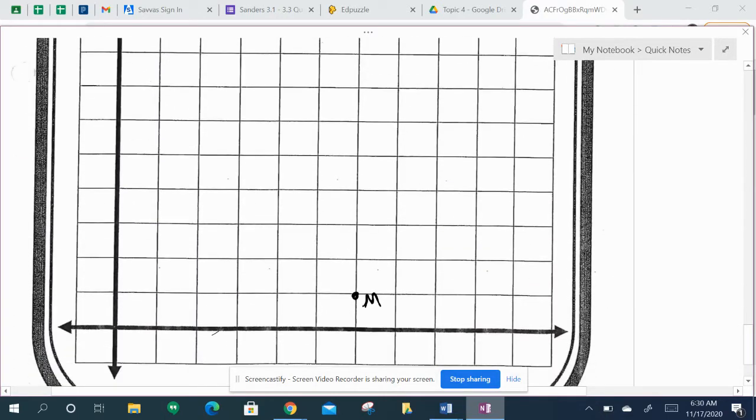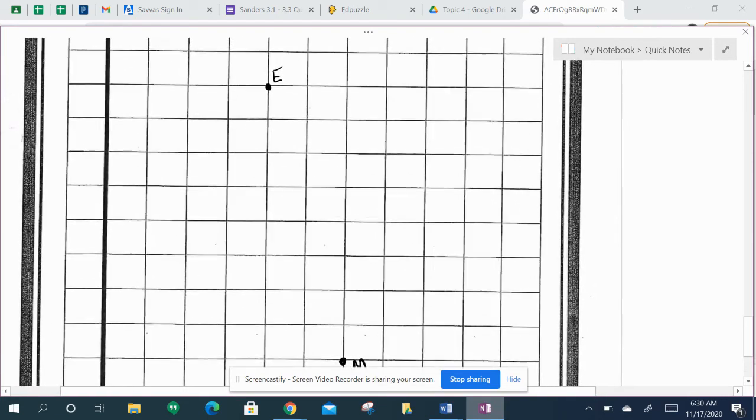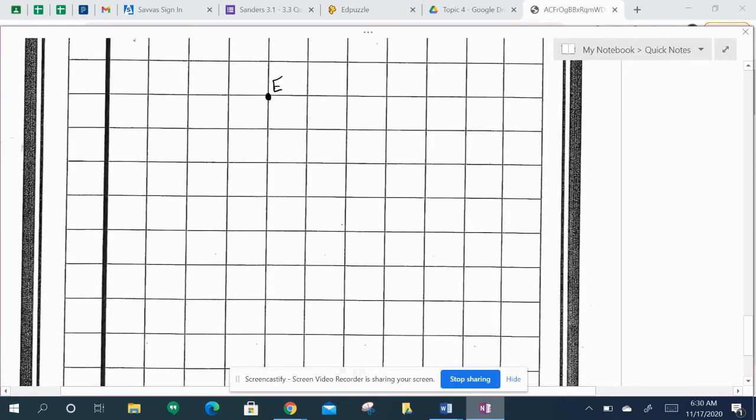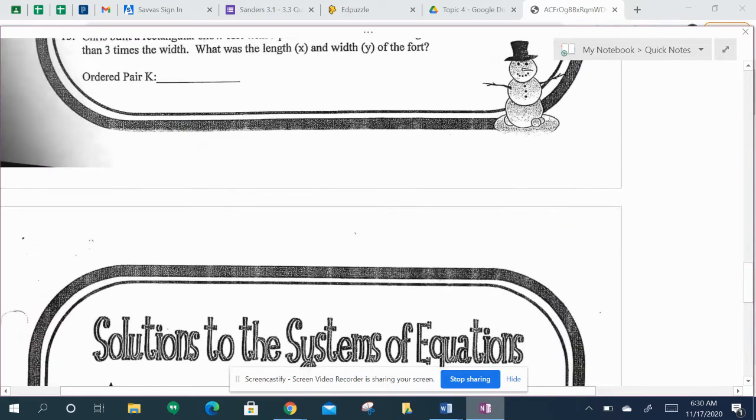So I'm going to come over here to 6, 1, 2, 3, 4, 5, 6, up 9, 1, 2, 3, 4, 5, 6, 7, 8, 9, label that one I, and I'm ready to keep going.